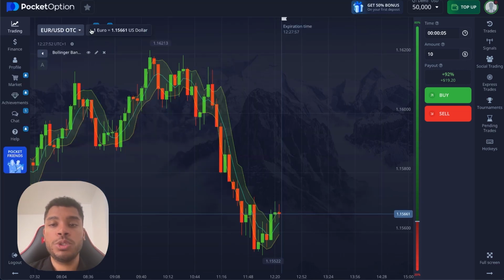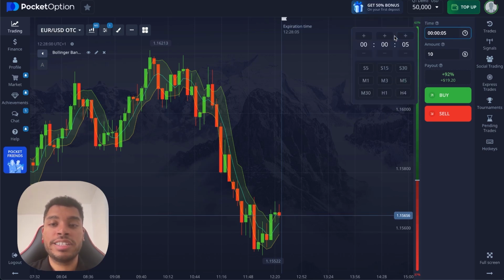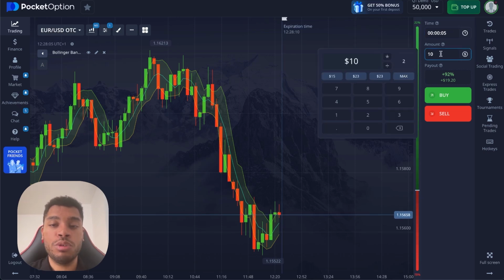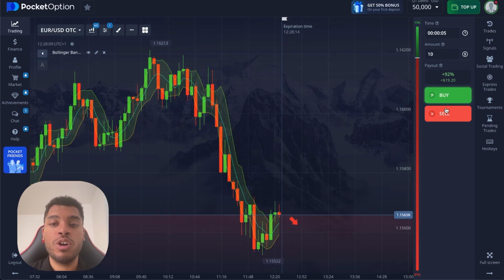Going back to Pocket Option, here on the right side of the screen we have all the settings related to our trades. In fact, we can select the duration of the trades. So in this case, for example, it is set to 5 minutes. We can select the amount that we want to trade, in this case $10, and then we can open either a buy or a sell position.